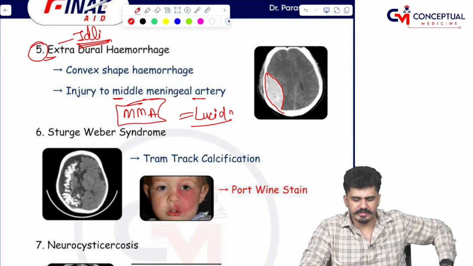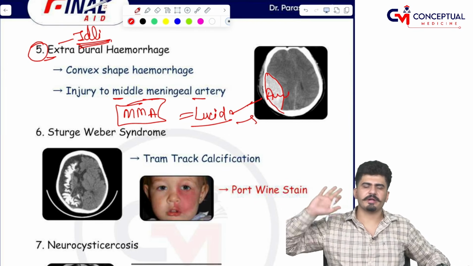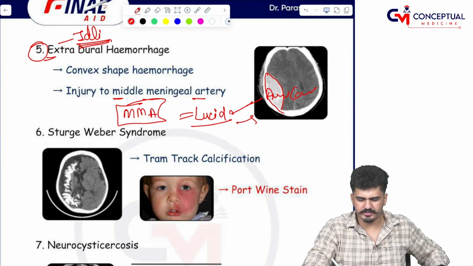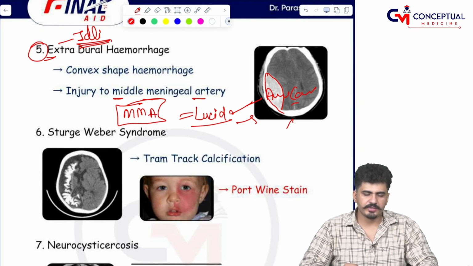What is lucid interval here, sir? The patient will be awake and patient will be what, sir? Drowsy. Or you get conscious and unconscious is a better word. Conscious, unconscious state will come. This is what is called the lucid interval.